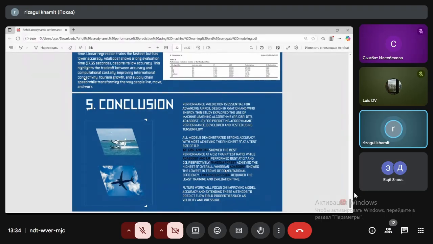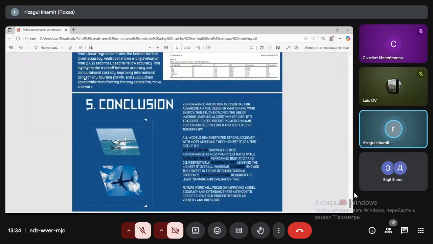This work demonstrates that machine learning is a powerful tool for predicting aerodynamic efficiency. As I said, random forest and GBR are the leaders in accuracy, linear regressor is a leader in speed, and decision tree regressor offers a compromise between accuracy and cost. The results confirm that machine learning approaches can significantly improve the airfoil design process and have great potential for further application.